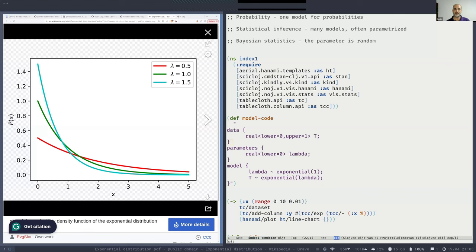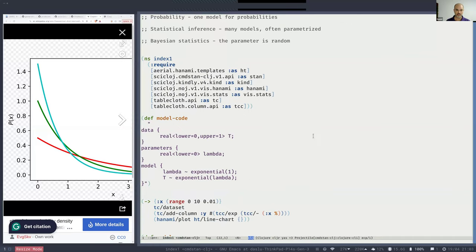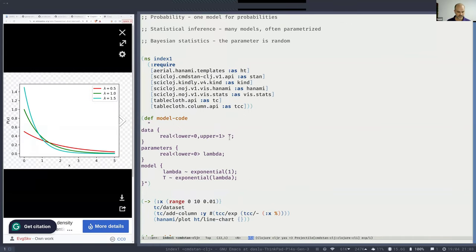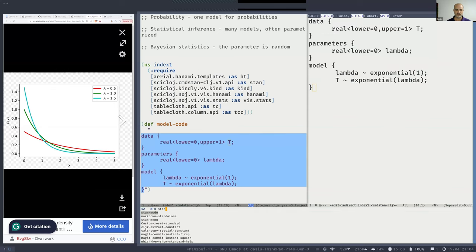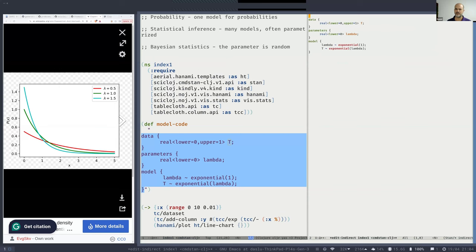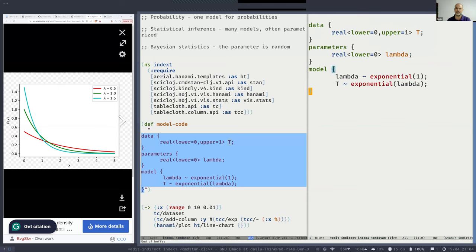This unknown lambda will be a parameter in my model, and I need to have some assumption about the randomness of this unknown lambda, which is behind the generating process of my waiting for the bus. So here is how you write it in the Stan language. You see this piece of code, which is just a string in this Clojure namespace. By the way, in Emacs, you can edit a string as a separate buffer. So now I have it as a separate buffer, and you can set the Stan mode there. So you can have this highlighting, and also you can validate code and all that. So it can be a nice experience.